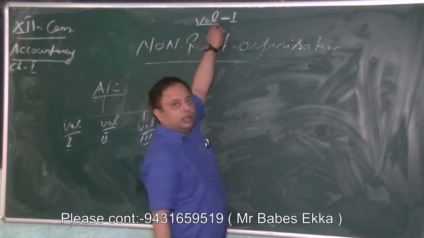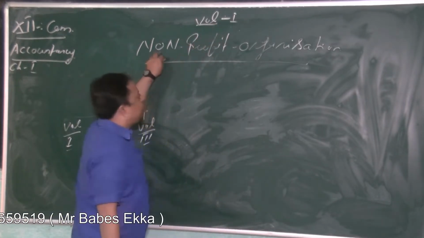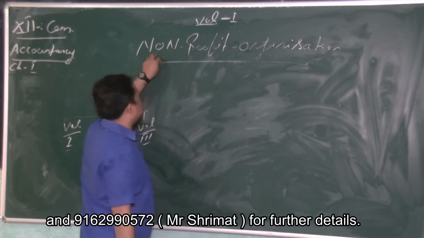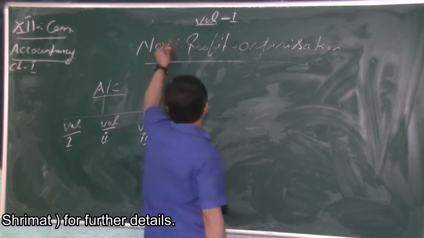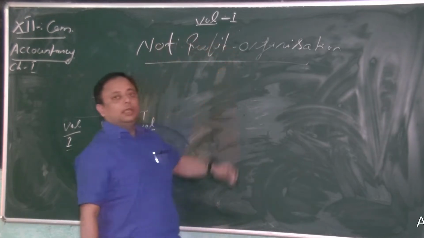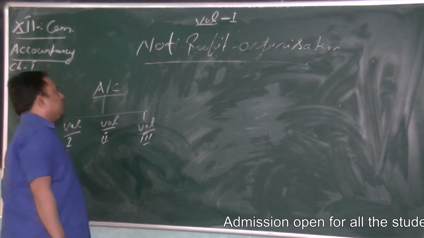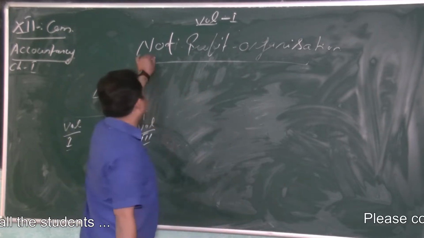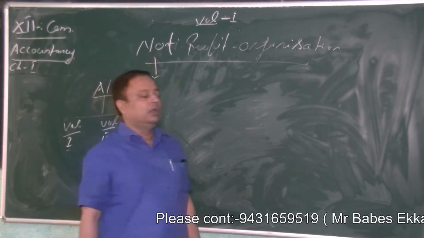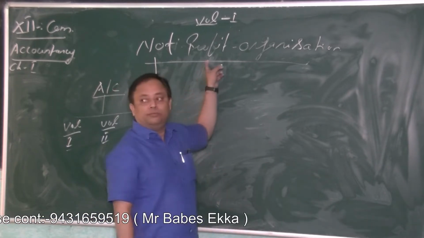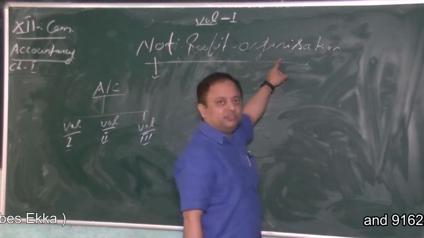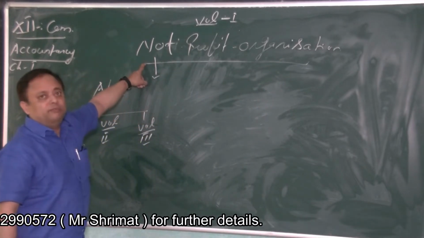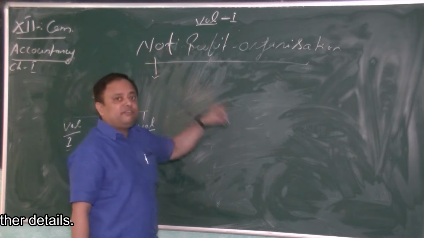In Volume 1, the first chapter is not-for-profit organization, that is, non-profit organization. What do you mean by not-for-profit organizations? Not means nahi, profit means fayda, and organization means sansthan. These are organizations which are established for a service motive.